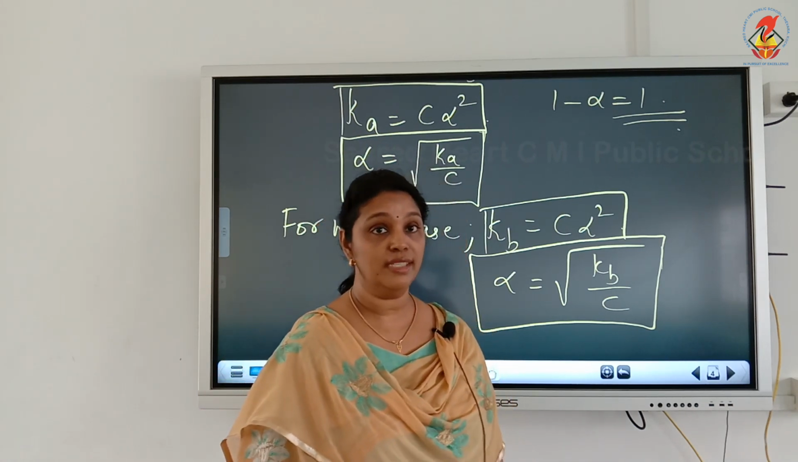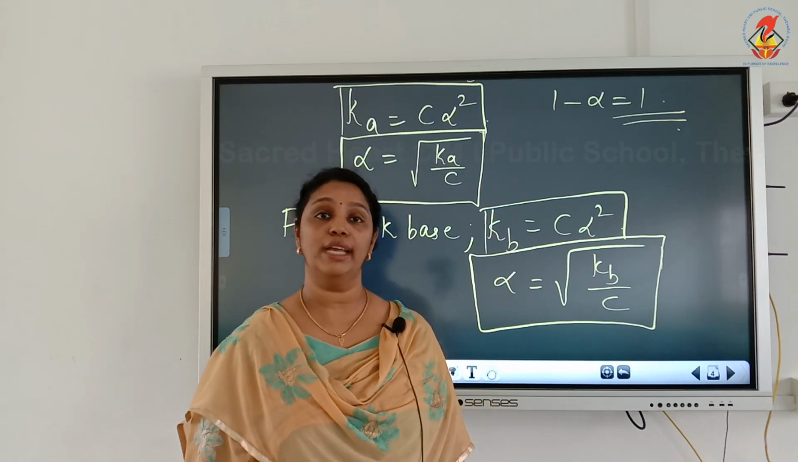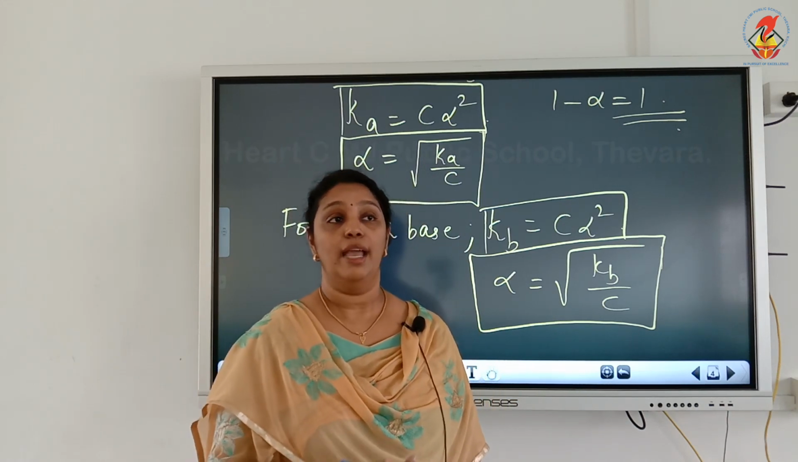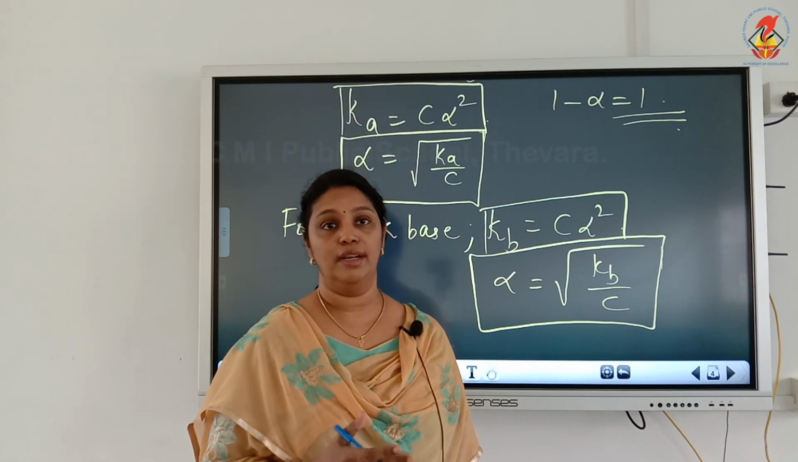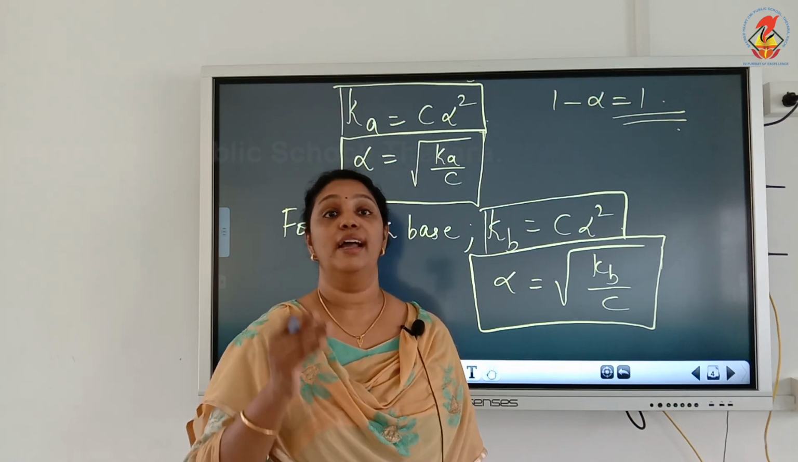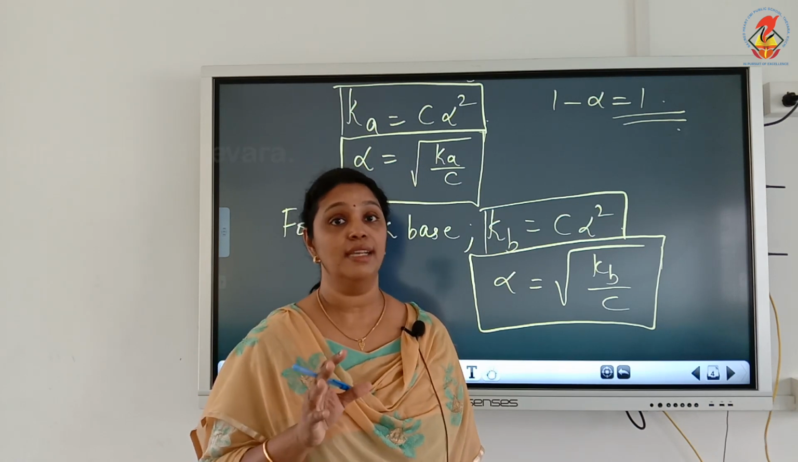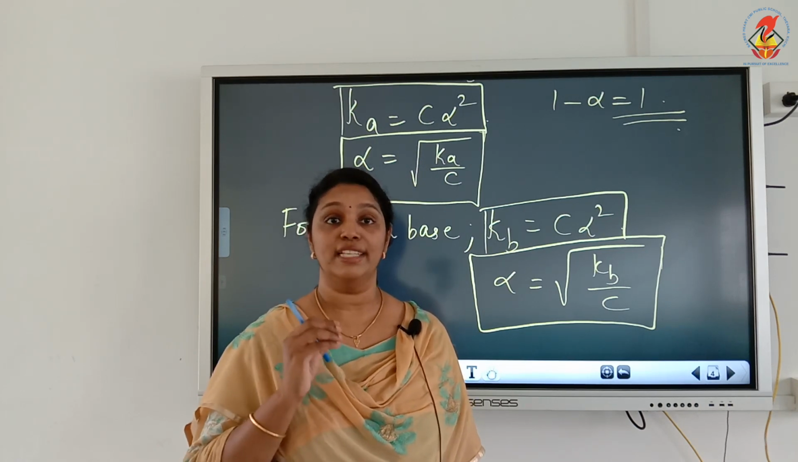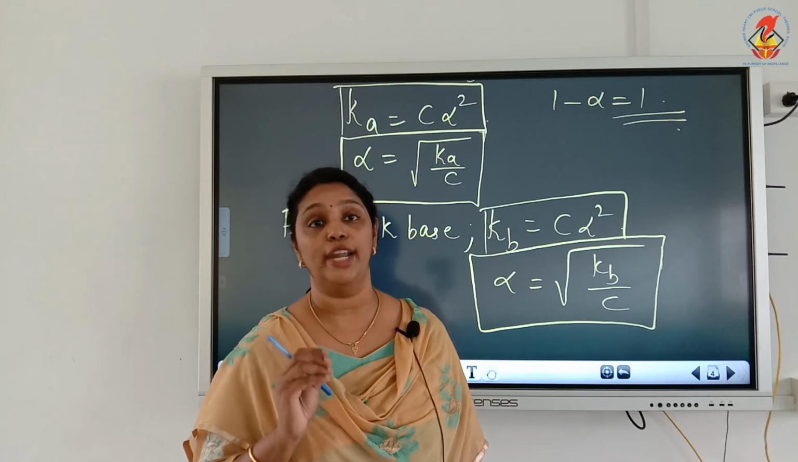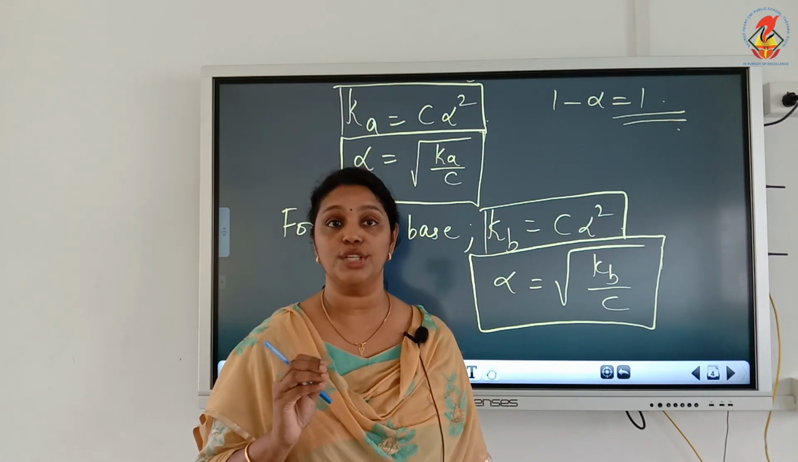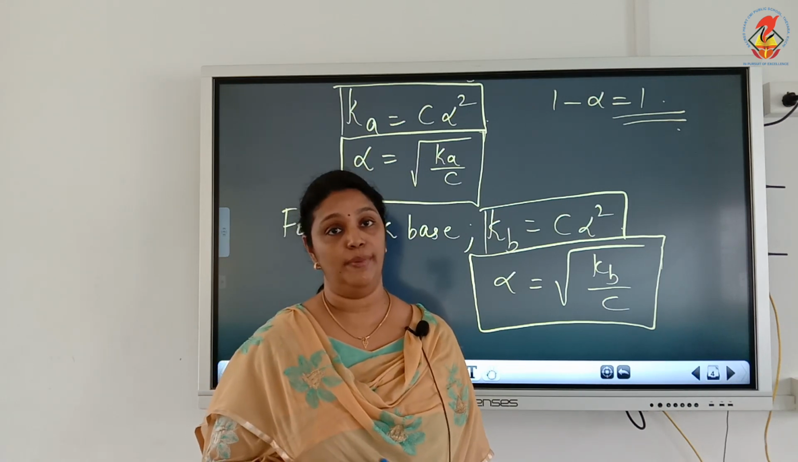So with this we complete strong and weak electrolytes, and about weak electrolytes we discussed the dissociation constant for a weak acid and a weak base, and also we got an expression to find the degree of ionization or degree of dissociation of a weak acid and a weak base.